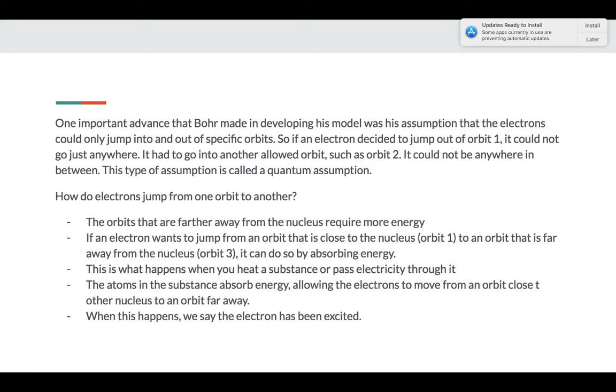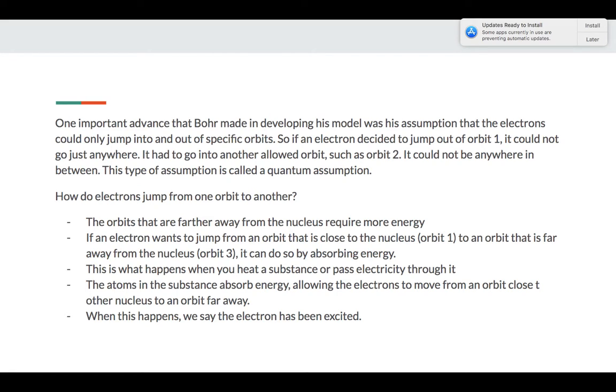So how do electrons jump from one orbit to another? Well, the orbits that are far away from the nucleus require more energy. So if an electron wants to jump from an orbit that is close to the nucleus, we'll say orbit 1, to an orbit that is far away from the nucleus, maybe like orbit 3, it can do so by absorbing energy.